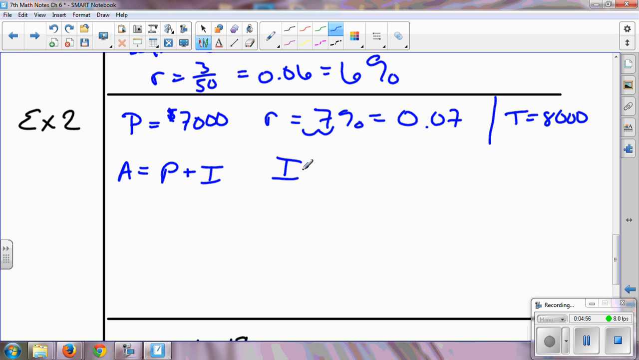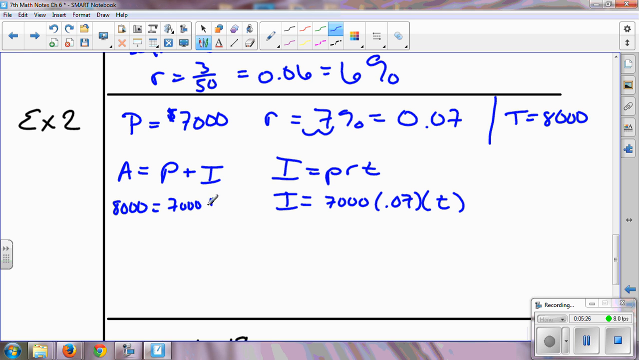So I'm going to come in here. I equals PRT, P being 7,000, rate being 0.07, and time, I don't know. Right now I'm looking at this and I have two variables, and I have to ask myself, is there any way that I can actually find the interest? Well, the account balance that I want, which is 8,000, is equal to the principal of 7,000 plus the interest. I'm going to have to solve for this interest amount by taking away the principal that we already know. So 1,000. So we want to earn $1,000 in interest.